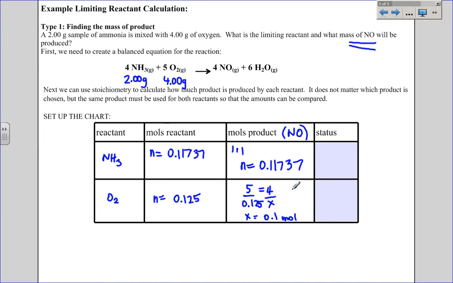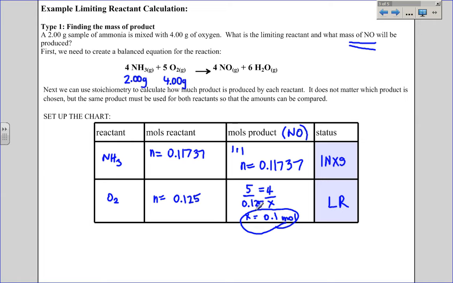So it's at this stage that I decide which one is the limiting reactant, which one is limiting the amount of product that I can produce, and that is going to be the oxygen. When I use up all the oxygen, I can produce 0.1 moles of NO. When I use up all the ammonia, I can produce 0.11737, which is a larger quantity. So this one is in excess.